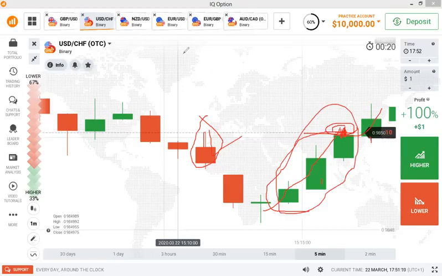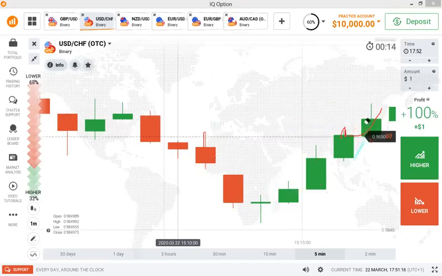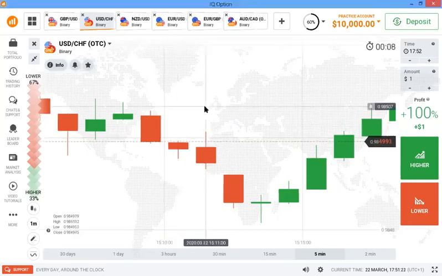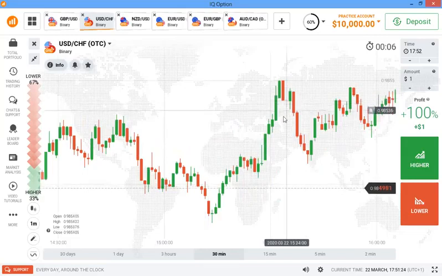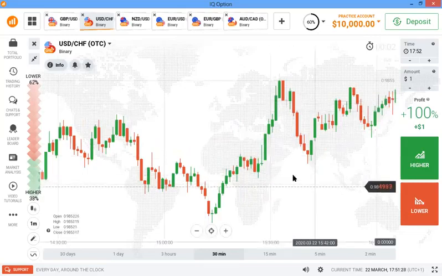So every time, the market always has a reason to place your trade. Don't place your trade blindly. Always have a reason why you place your trade, and always observe the market before you place your trade. Now someone is asking me, how do you observe the market? What is a market?